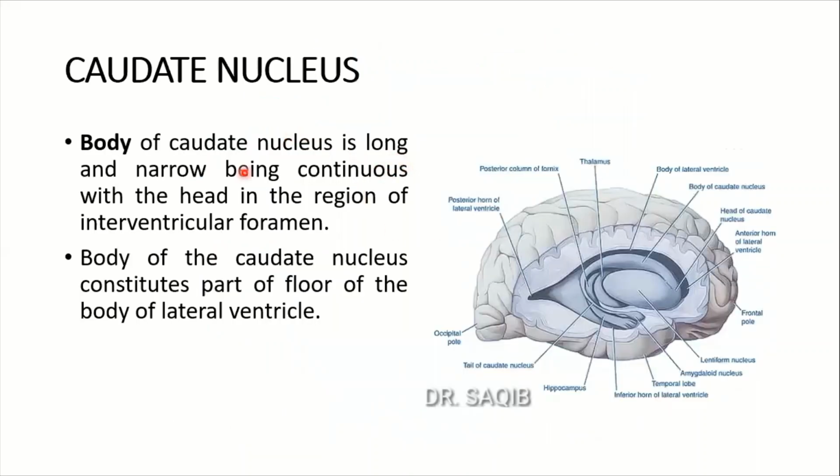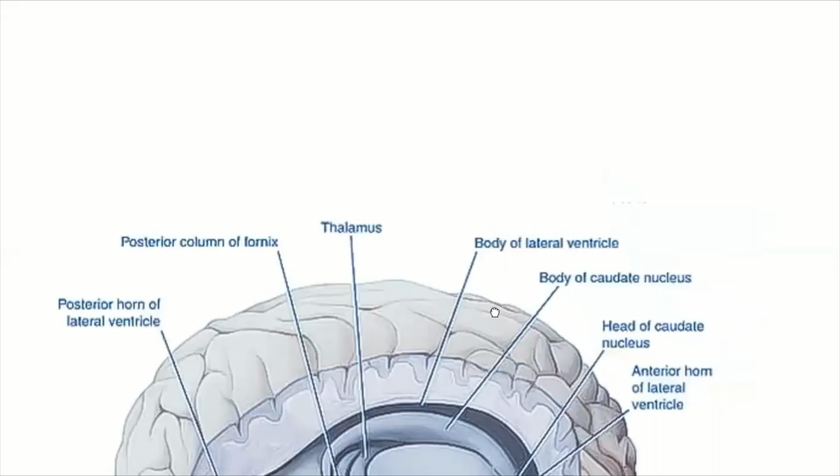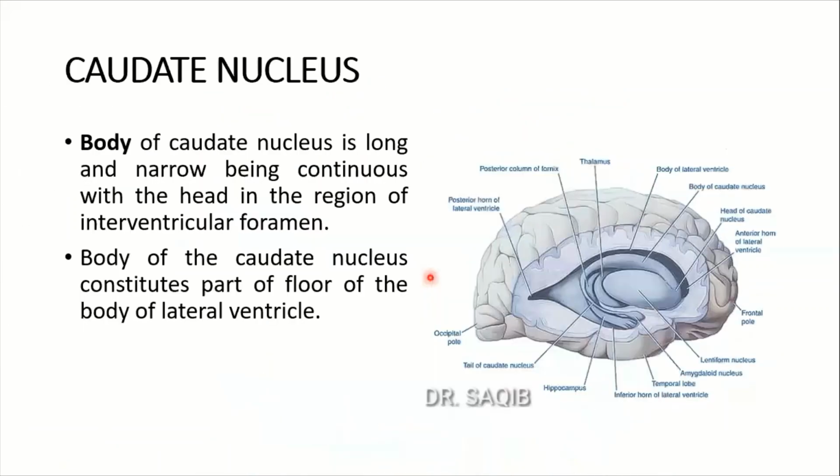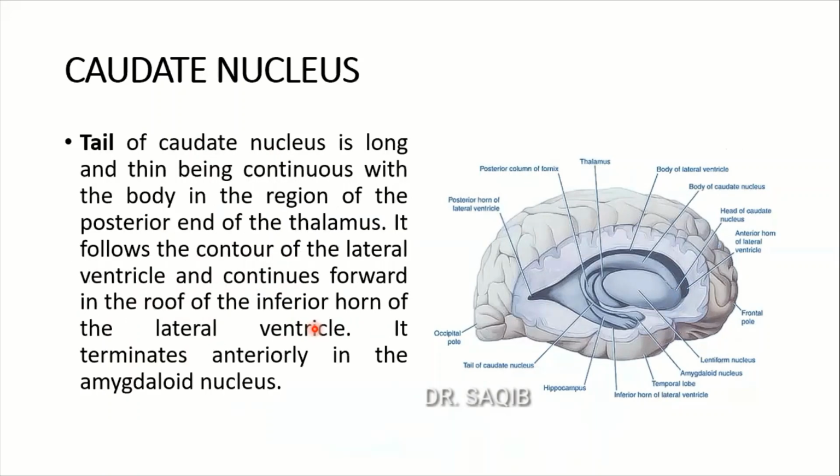Body of the caudate nucleus is long and narrow. This is the body. You see here. This is the body of the caudate nucleus. Let me zoom in. Here you see. This was head, and this is the long body, long and narrow, being continuous with the head in the region of the interventricular foramen. Here, follow the laser. Body of the caudate nucleus constitutes part of the floor of the body of the lateral ventricle.